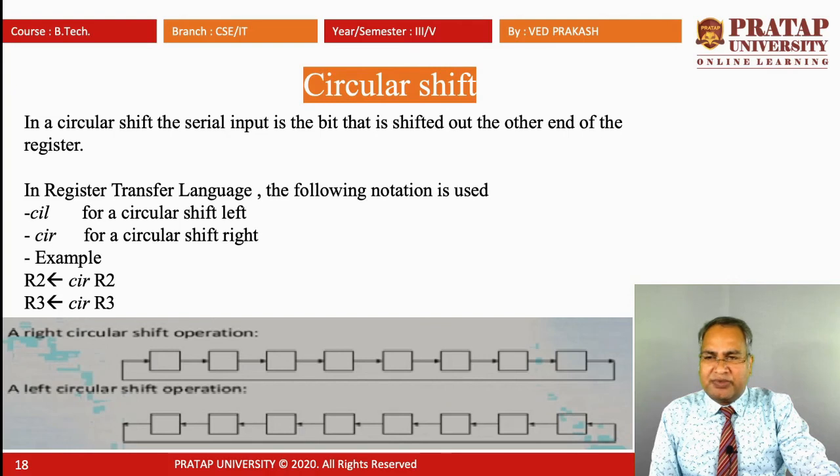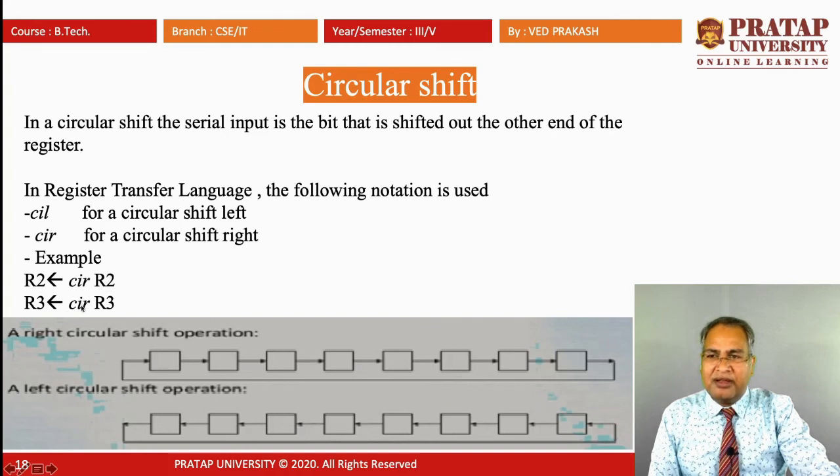In the register transfer language, the following notations are used. CIL is basically used to denote the circular shift left, and CIR is used for circular shift right. For example, we take here CIR R2, it means circular right shift in register R2, and after circulating we again transfer it into register R2.